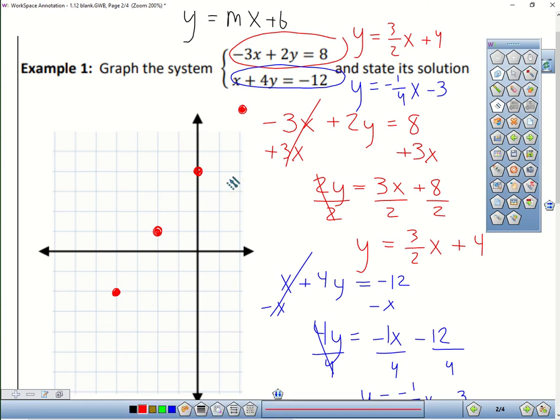Now I can draw a line through it. So if you want to use your colored pencils here, you can do 2 different color lines, whatever colors you have.